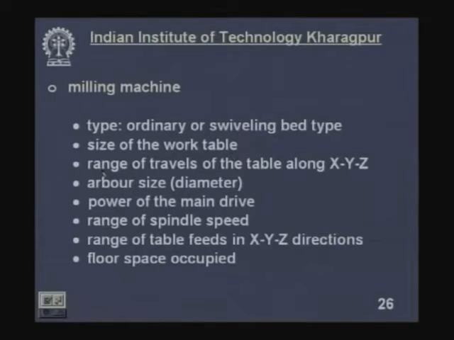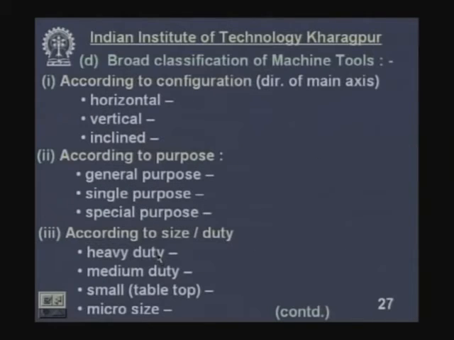Now, milling machine type, ordinary type or swiveling bed type. The bed can be rotated slightly in addition to x, y, z movement. Size of the workpiece, work table, range of travels of the table along x direction, y direction, z direction. Arbor size, the bore diameter of the cutter will be decided by the arbor size. Power of the main drive, say kilowatt, range of spindle speeds or the arbor speeds, range of table feeds in x, y, z directions, and floor space occupied.